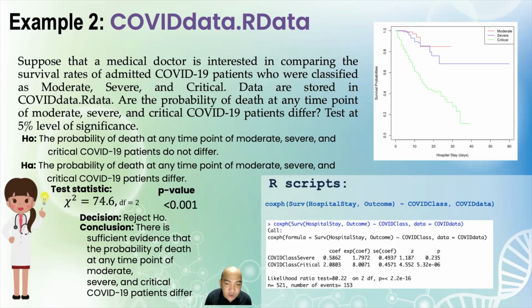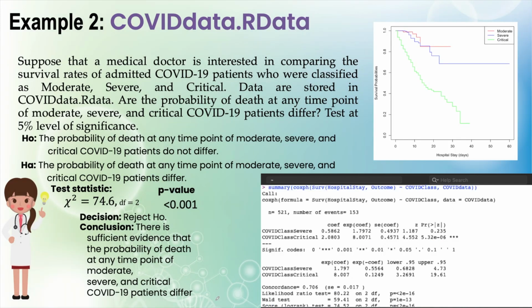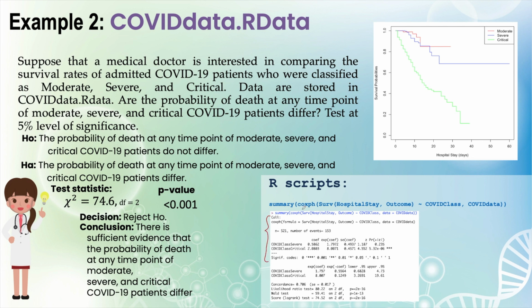So if we want to put a confidence interval, we have to put the word summary right before that function. So that's summary, parenthesis, and then exactly the same function: coxph, parenthesis, Surv, parenthesis, hospital stay, comma, outcome, tilde, COVID class, comma, COVID data. What we see here is actually the same result as the coxph result, but an additional result is given in the summary function, which is the 95% confidence interval, displayed here.